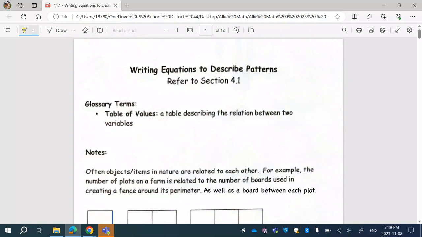So first, a glossary term, table of values. Remember this from grade 8 math. So often shown, say, like this, where you would have values of x and those related values of y. So say when x is 1, y might be 4. When x is 2, y would be 6. X is 3, y would be 8, and 4 and 10.